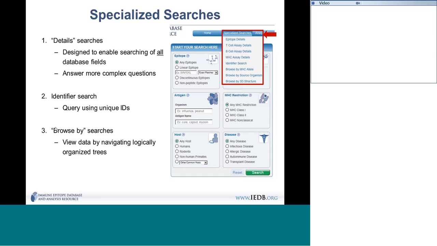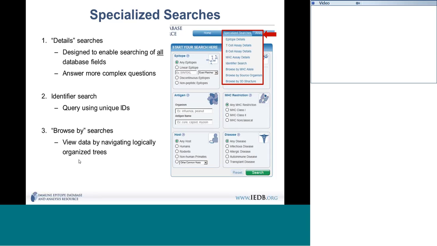So the specialized searches, as you've seen now a couple of times, from the home page, there is a menu up at the top called Specialized Searches, where you get a selection of different topics. And these can all collectively be grouped into 3 clusters. So you'll see the first four are called details: epitope, T-cell, B-cell, and MHC detail searches.